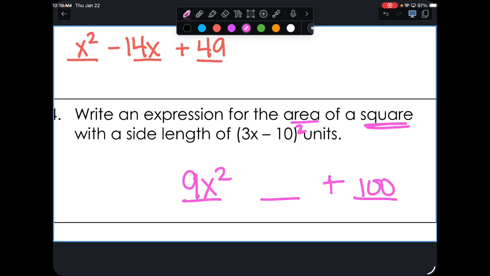Now for the middle term, multiply those two. Negative 30x. Double it. Negative 60x. Questions? Okay. Now the pattern on the back side is slightly different.